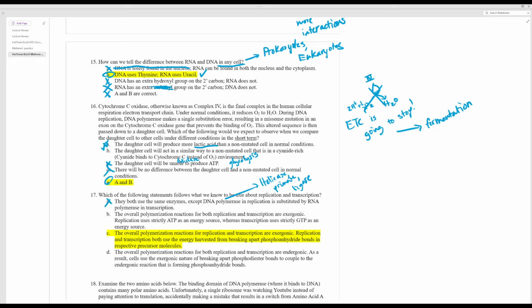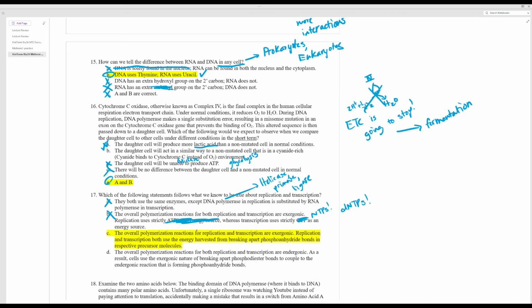B, the overall polymerization reactions for both replication and transcription are exergonic. That is true. Replication uses strictly ATP as an energy source. Nope. It uses dNTPs. Whereas transcription uses strictly GTP as an energy source. Nope. It uses NTPs.